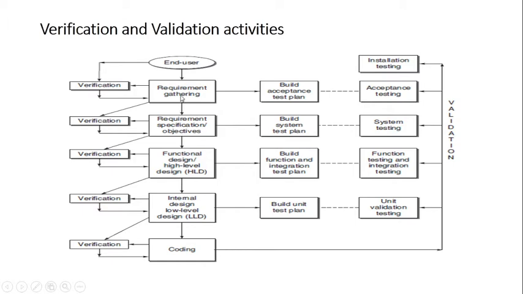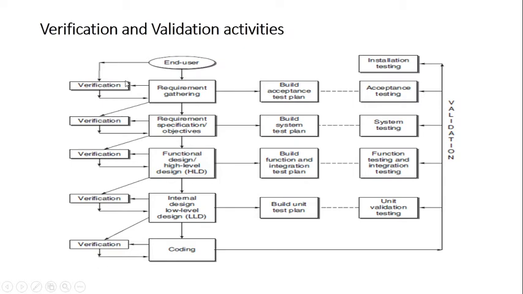After the requirement, these two being requirement phases, we proceed with the designing. So designing is done in two steps. The first one is the functional design or high level design. We verify it, and then we build the function and integration test plan corresponding to this, and then the corresponding testing is carried out. Then in case of internal design or low level design, we verify it, we prepare the unit test plan, and corresponding unit validation testing will be carried out here, and finally we code it, and the code is also verified.